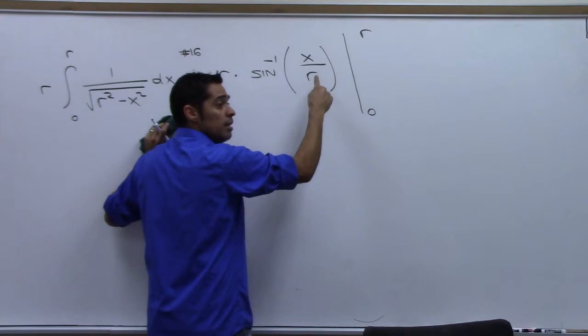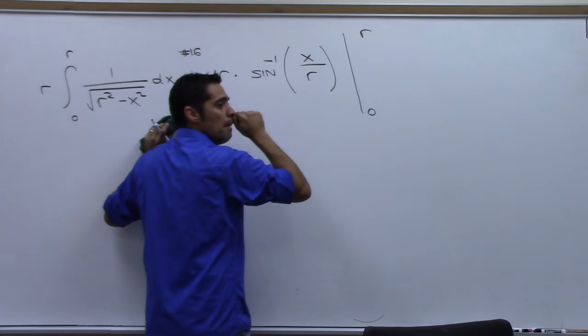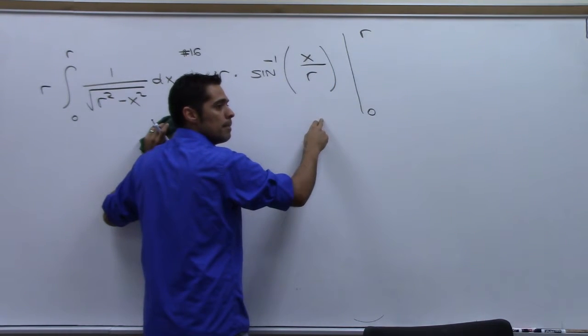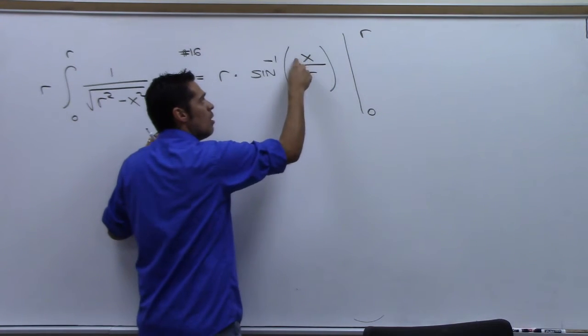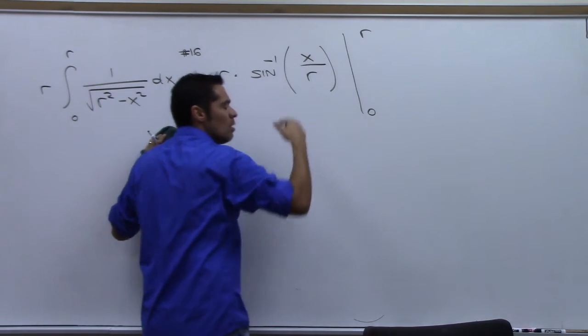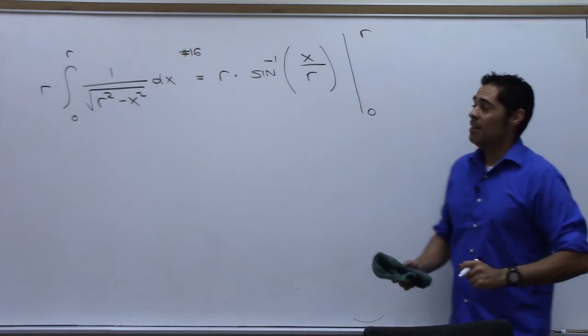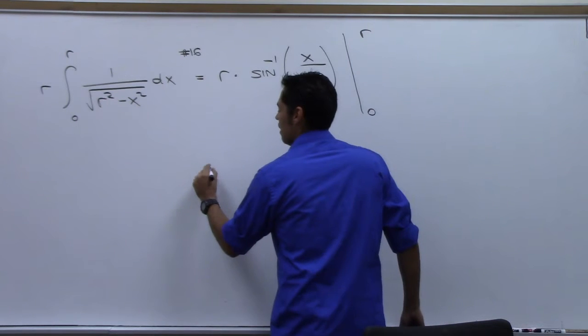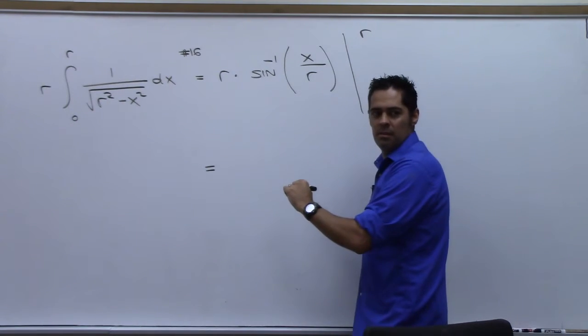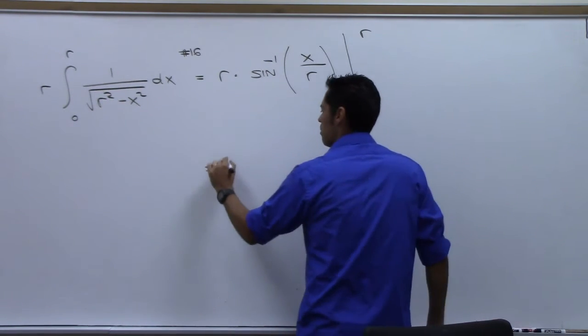Plug in 1. Is that a question? No? Are we waiting for the 4, or do we just want to put it at the very end? At the very end, okay? So plug in r right now. R over r for x, right? R over r is 1. Arc sine of 1? 90 degrees, which we'll write in radians: pi over 2.